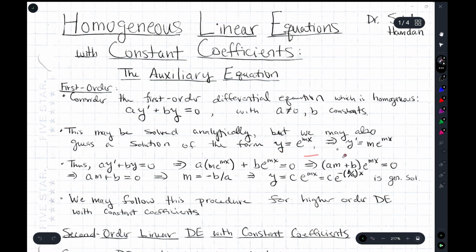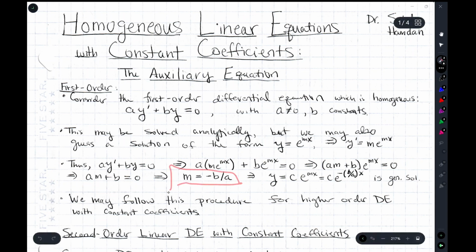The derivative of this general form will give us this expression here. Now we can plug these into the differential equation and factor out the e to the mx. Now e to the mx is never 0, so that means this expression here must be 0. And we get this equation here, okay? This is what's called the auxiliary equation. It's most famous in second order differential equations, but there's no problem with calling this the auxiliary equation.